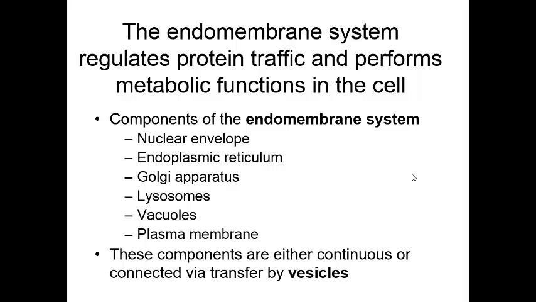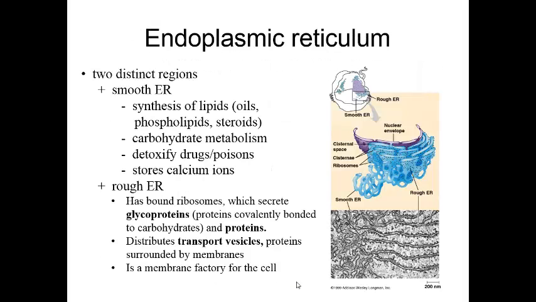All of these components are continuous, meaning they can communicate with each other and send stuff to and from each other using structures called vesicles. A vesicle is simply just a sac, which is also made up of membrane. The first members of the endomembrane system we're going to discuss are the endoplasmic reticulum. There's two types of ER. You have the smooth ER and you have the rough ER, and they have different functions.